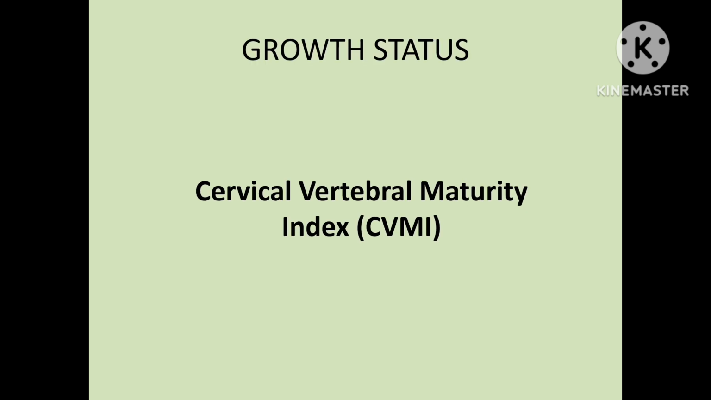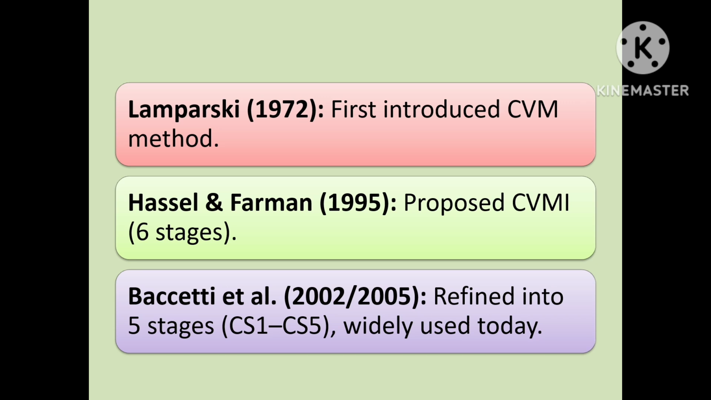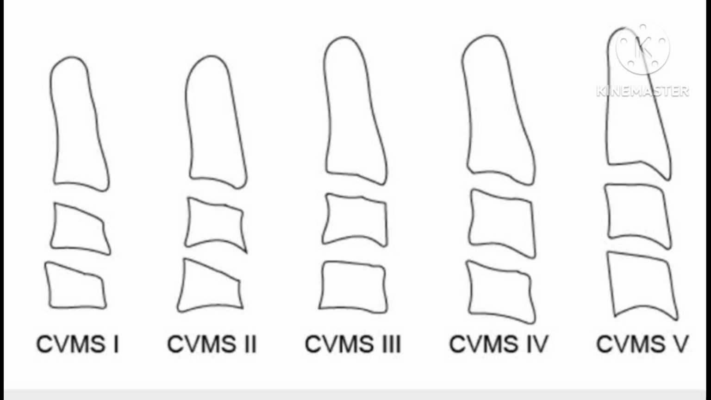In class 2 malocclusion, CVMI is important for timing and planning the treatment. It is used to assess skeletal growth on a lateral cephalogram by examining the shape and concavity of the cervical vertebrae from C2 to C4.